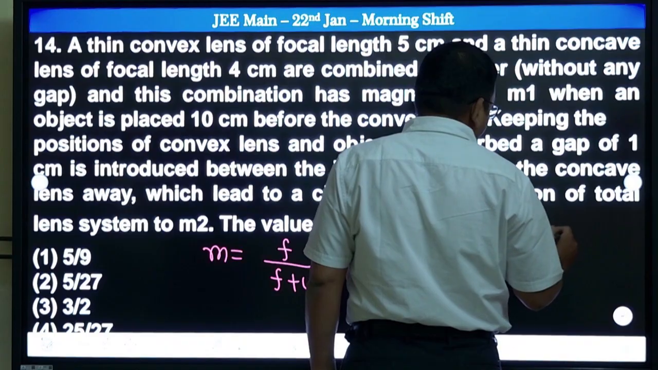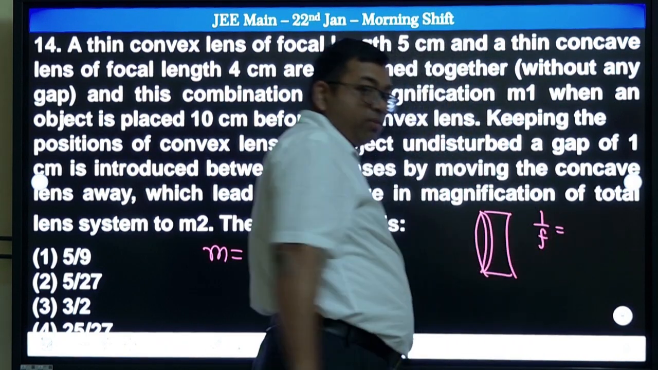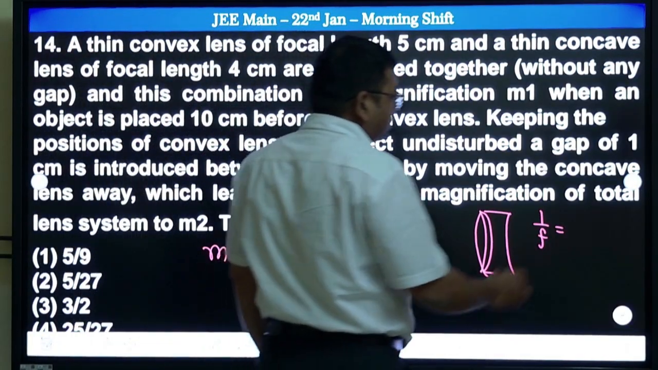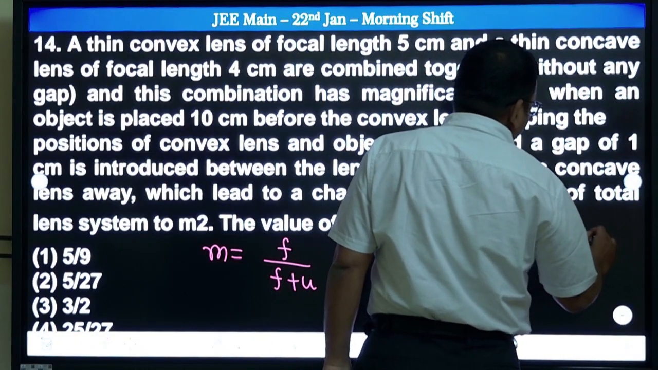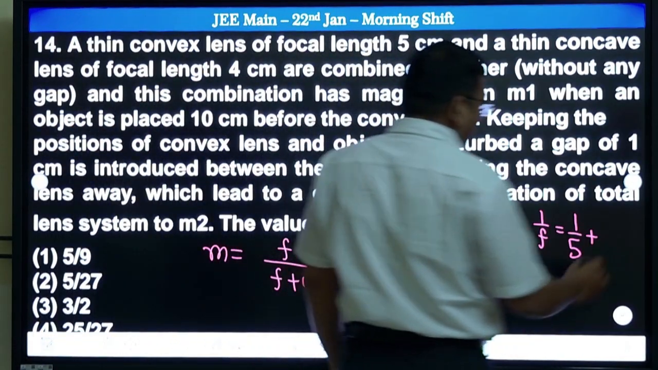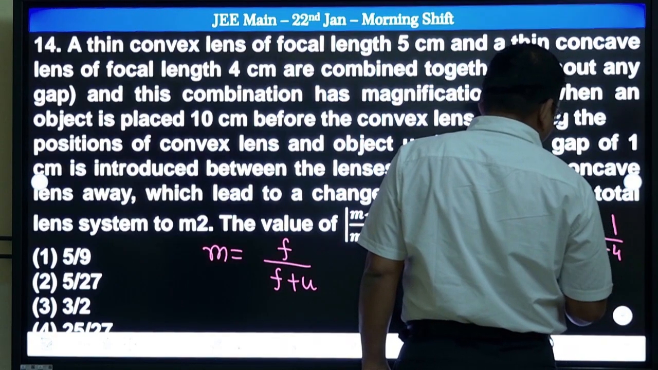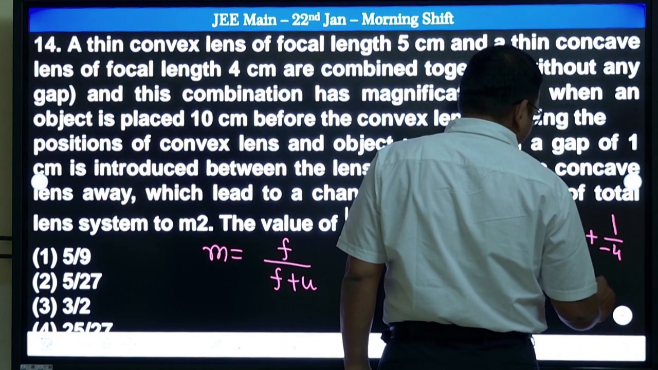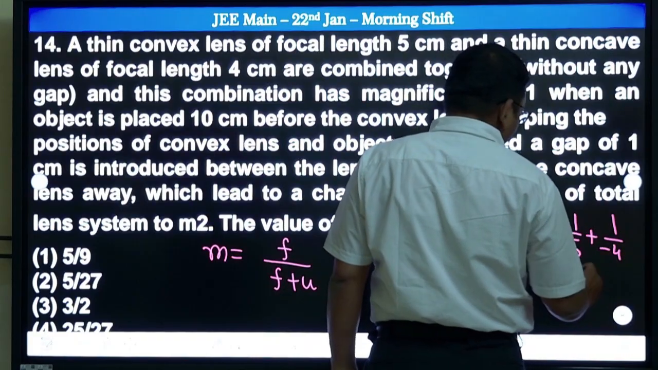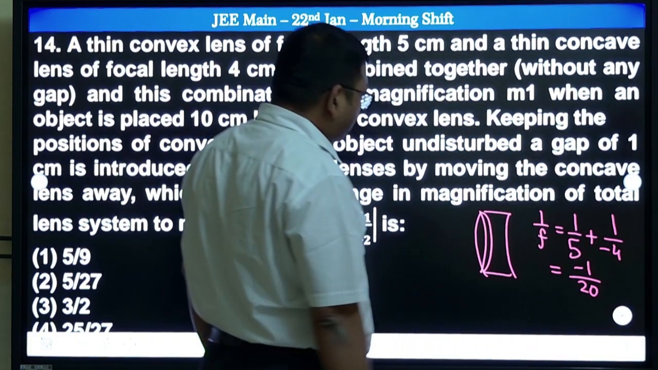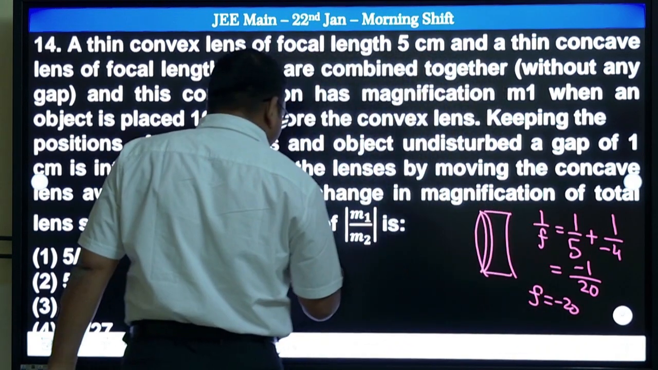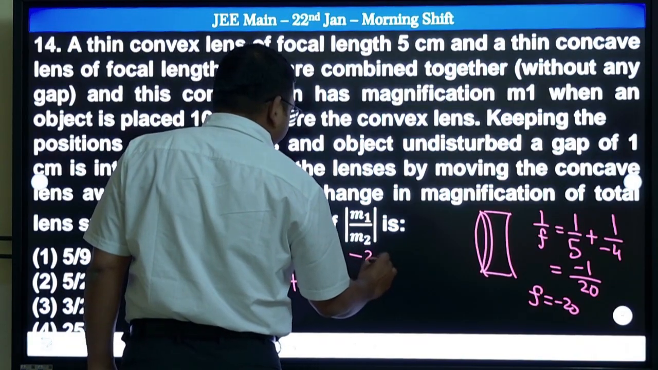What will be the equivalent focal length? 1 by f equivalent is 1 by f1 plus 1 by f2. Let us do that. 1 by f1: convex is positive, so 1 by 5, plus concave, which is going to be negative, that means 1 by minus 4. So check out this calculation. Let us take 20. If I take this as 20, so 4 minus 5, minus 1, right? So focal length becomes minus 20. So let us substitute this and check. Focal length is minus 20.